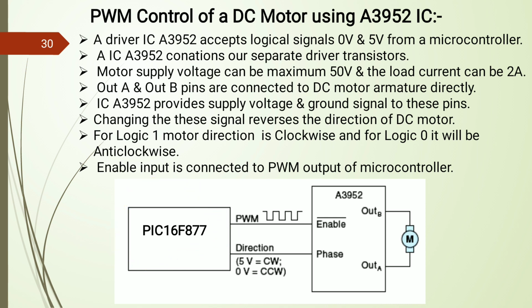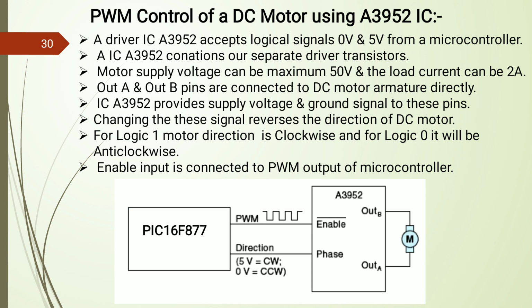Here we are using the PIC16F877 microcontroller, from which we can generate the PWM pulse as per our requirement by varying the delay, that is the duty cycle, with some 20%, 30%, 60% duty cycle as per the requirement for the variation of speed of the DC motor. And the direction signal is also connected from the controller side. So these two signals are outputs at the controller side and inputs to the driver IC A3952.